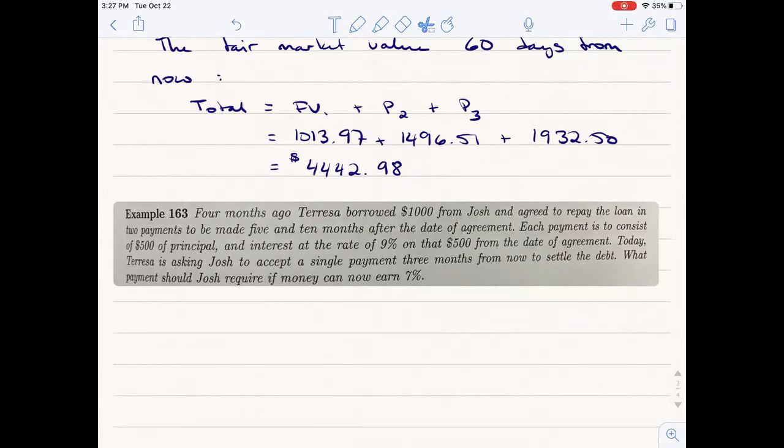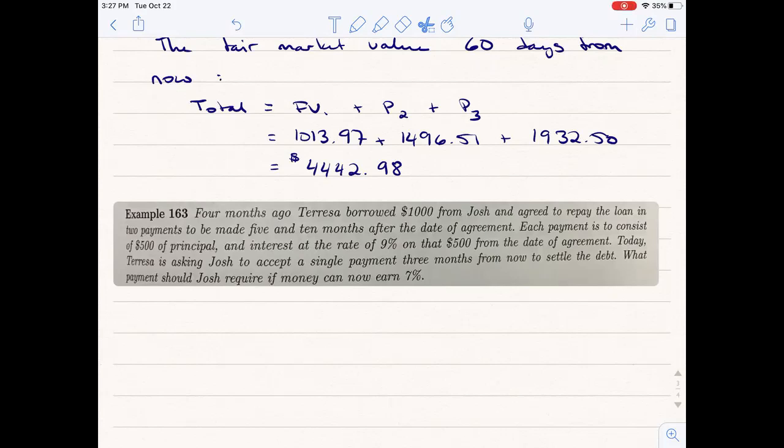So we're gonna step it up a notch here. Now we've got two different interest rates, and that's gonna be the trickiest thing to deal with, right? Otherwise, everything stays the same. So we just have to approach it methodically with our timeline.